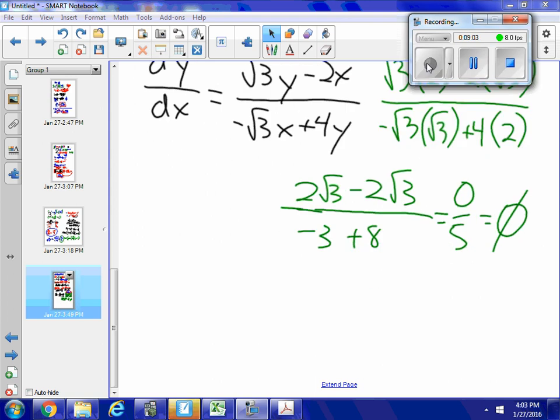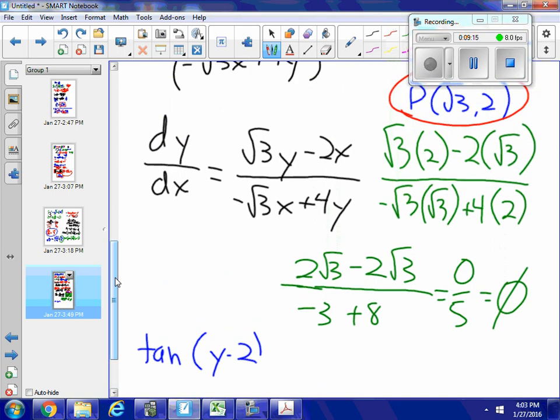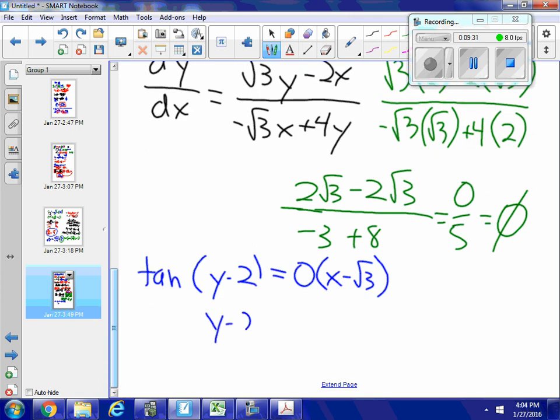But if I want to prove it to myself, my tangent is y minus 2, that's my y1 value at the point radical 3, 2, is equal to 0 times x minus radical 3. So I have y minus 2 is equal to 0. y is equal to 2, the equation of a horizontal line.